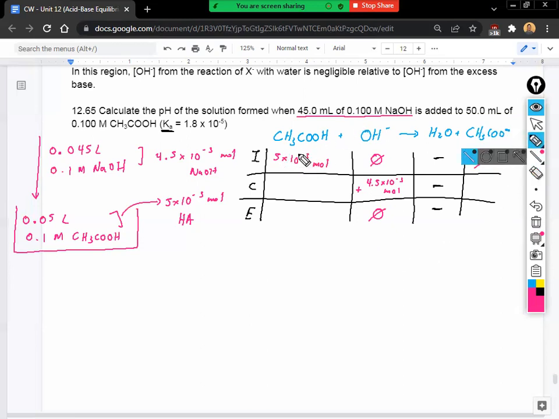Okay, and that means we're going to lose the same amount here because it's going to react with our base, 4.5 times 10 to the negative 3 moles. And then we're going to end up with 0.5 times 10 to the negative 3 moles. We just did 5 minus 4.5 and then kept the exponent. Which means we're going to gain the same amount for our acetate, 4.5 times 10 to the negative 3. And so we're going to end with 4.5 times 10 to the negative 3 moles. Okay, so there you go. That's our ICE table for the system.